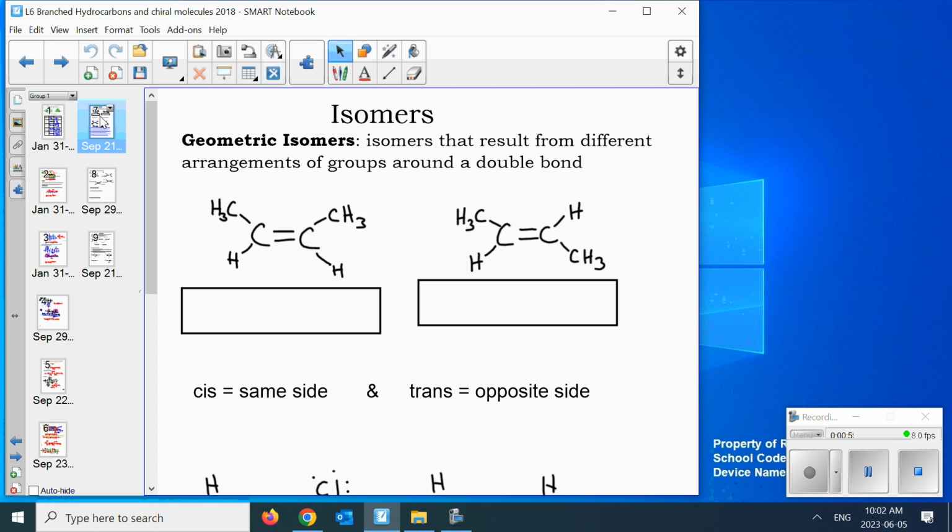Okay, geometric isomers. We've used the word isomer before. Same chemical formula, but structurally, they're hitched up a little bit. What are geometric isomers then? This is a little more specific. It results from different arrangements of groups around a double bond. Now, I think you can see right away, that's why one would be labeled cis and one would be labeled trans.